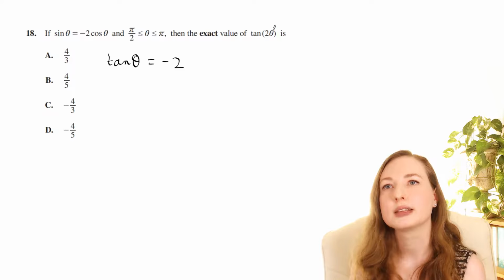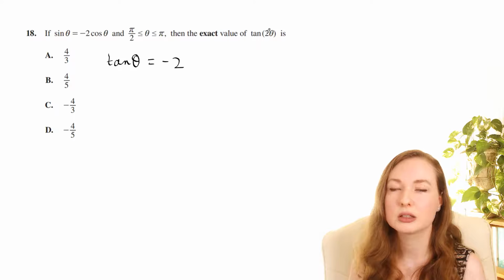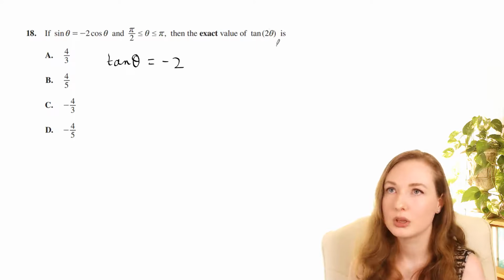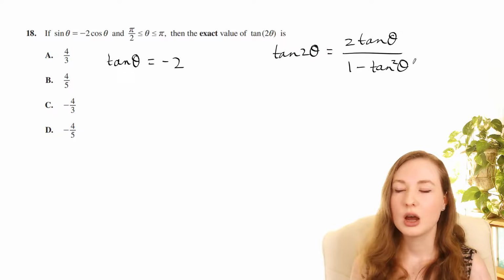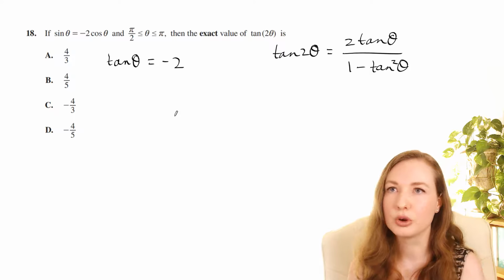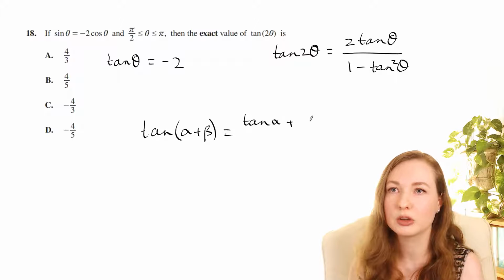Now we want to work out tan 2 theta. So you might know the formula for that, which is 2 tan theta on 1 minus tan squared theta. If you didn't know that, or if you forgot it, you might know the angle sum formula for tan. If you can remember that, then you can work it out.